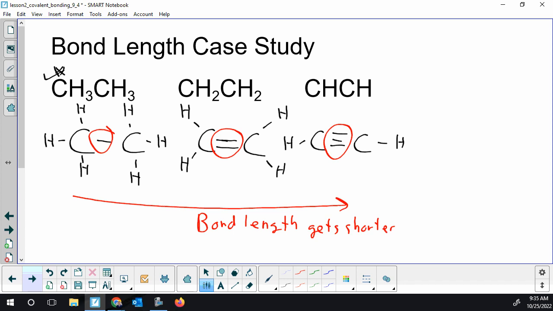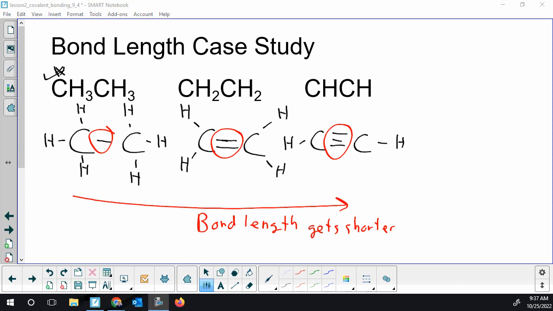Now we're going to dive in a future lesson into a little bit more of what's going on with that triple bond. There's actually 2 totally different types of bonds there. So you'll get more of a why in the future, but for right now, this is what we see from a single to a double to a triple.